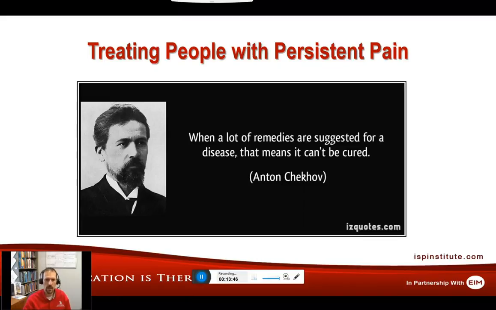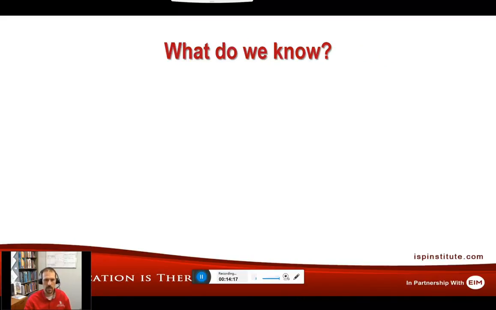And I think Anton Chekhov's quote fits very well when we talk about treating persistent pain, that when there are lots of remedies suggested, it may not necessarily be able to be cured. Pain is much more complex than any single type of treatment intervention, and we need to move past this magic bullet thought that any one treatment is going to fix somebody's pain on a wide scale basis. It just doesn't exist. Pain is way too complex when we understand the biology, the physiology, the neurology behind it, that it's going to take a more broad spectrum approach.